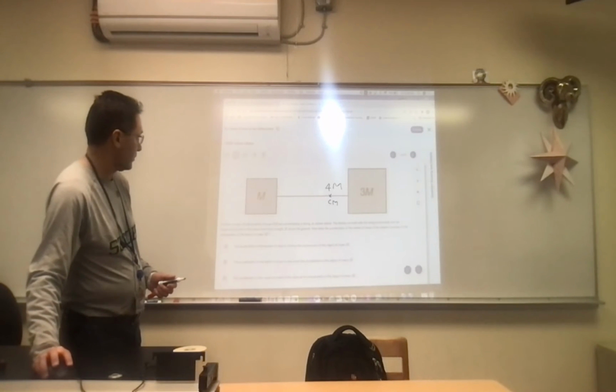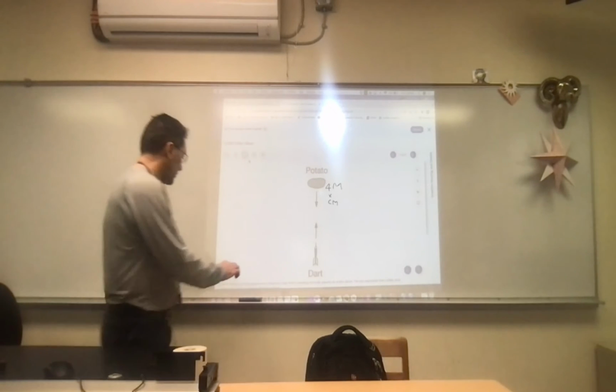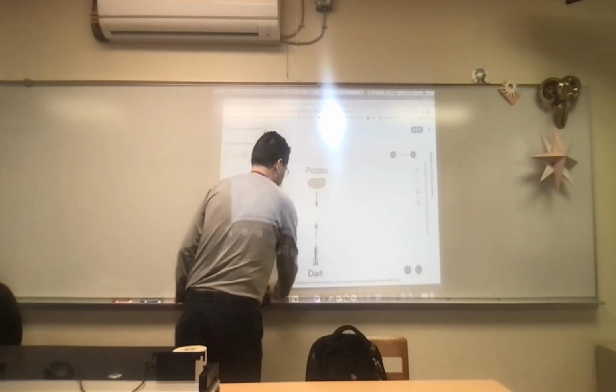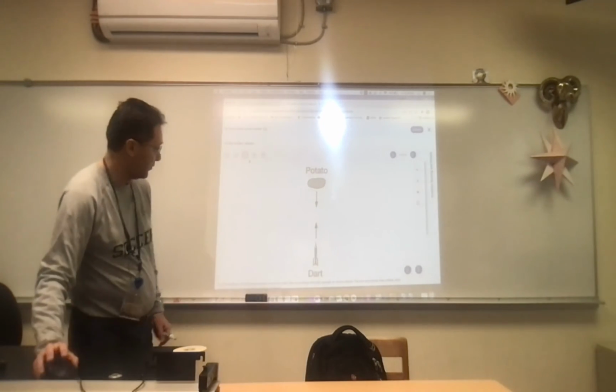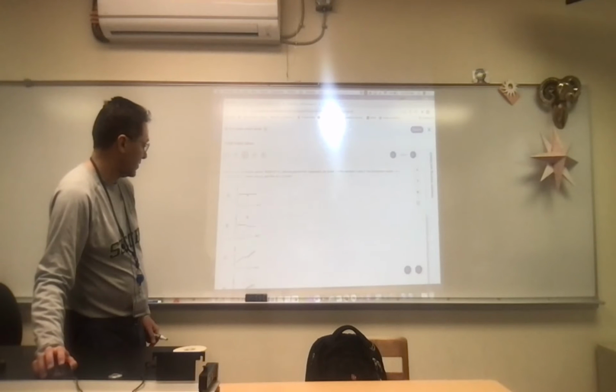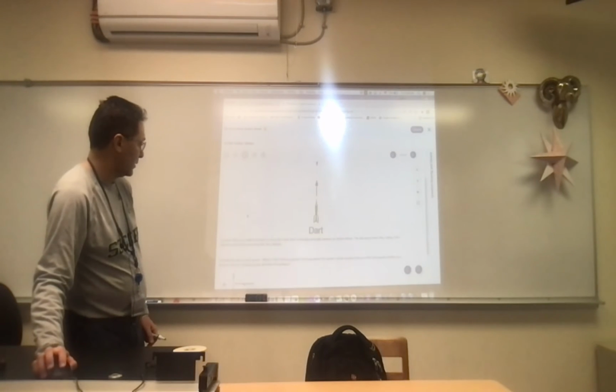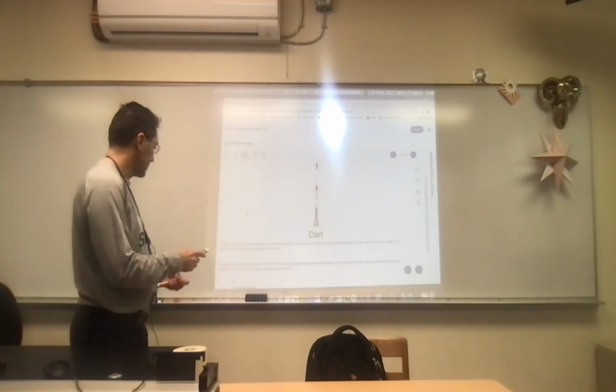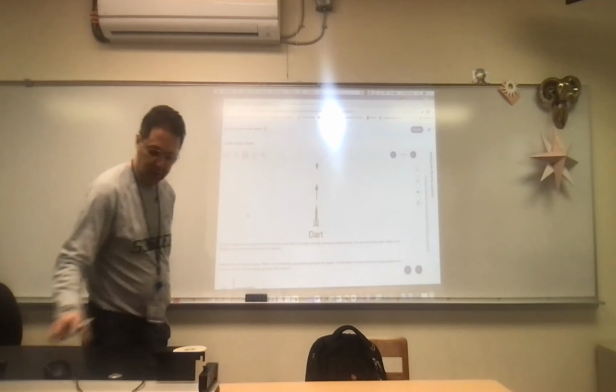Okay? All right. This one here, there is a dart going up, a potato falling down, and it's going to hit it. And the question is to look at some graphs and figure out which one looks like the velocity versus time for the center of mass. Well, let's think about that for a second.